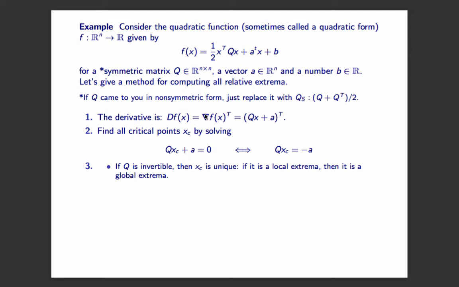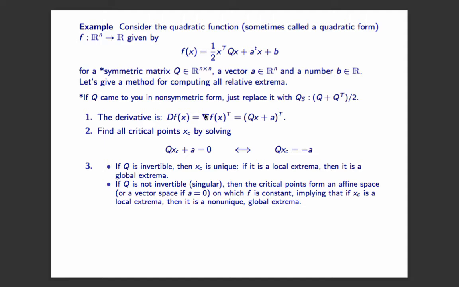Now, if Q is invertible, then xc is unique, meaning if it's a local extrema, not a saddle point, then it's a global extrema. If Q is not invertible, in other words, Q is singular, then the critical points form an affine space, or if a is 0, a vector space, on which f is constant, implying that if xc is a local extrema, then it is a global extrema, just not unique.